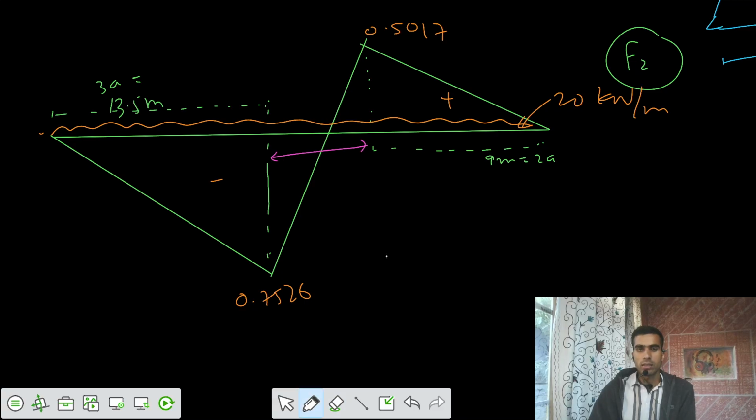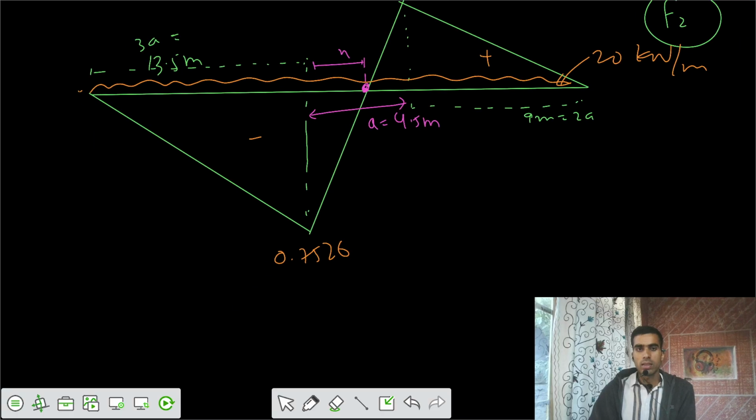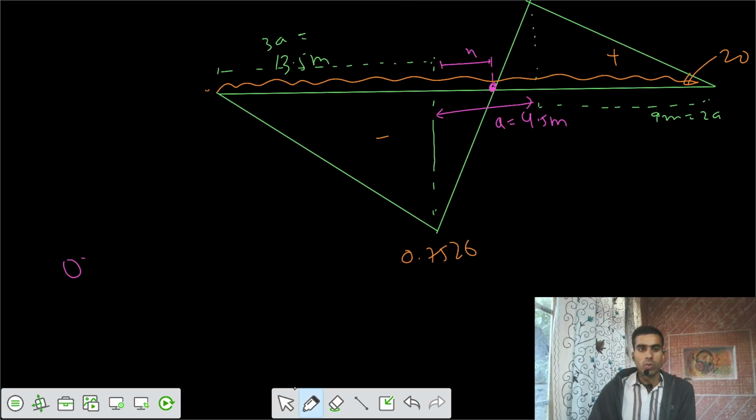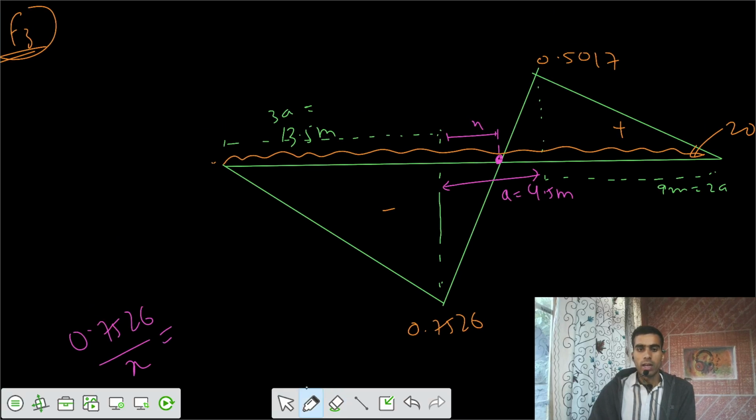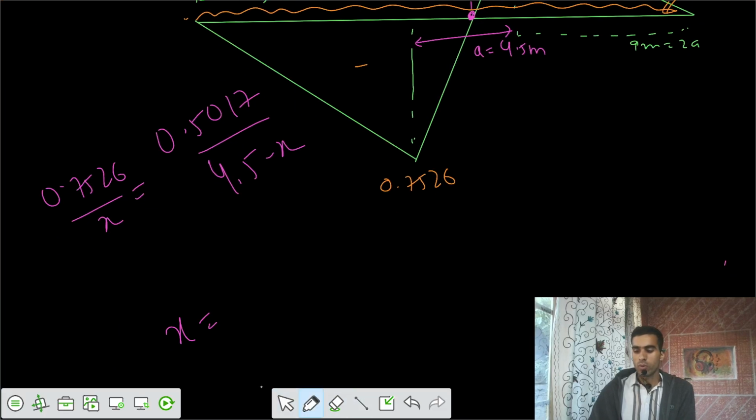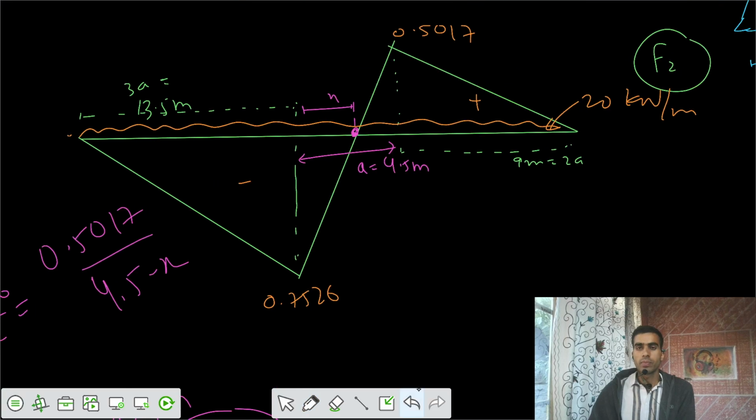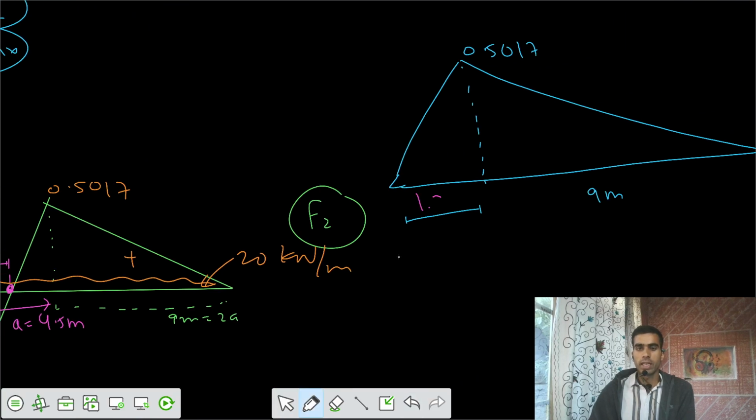This total length is A, that's 4.5 meter, and let's say this is x length, where this is the zero, neutral point. I would say 0.7526 for the length of x, and from the top side we have ordinate of 0.5017 for the length of 4.5 minus x, and you can get the value of x: x equals 2.7 meter, and from the other side you would get 1.8 meter. 2.7, 1.8. That means this length is equal to 1.8 meter.